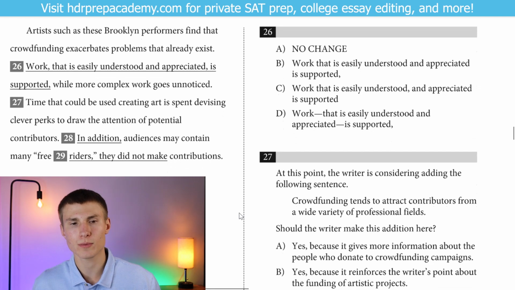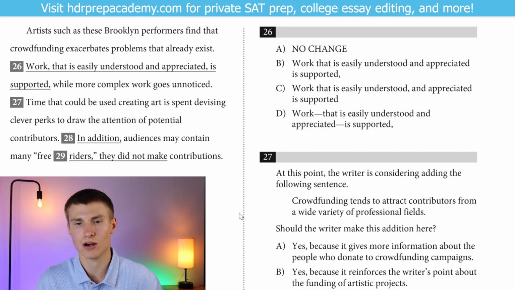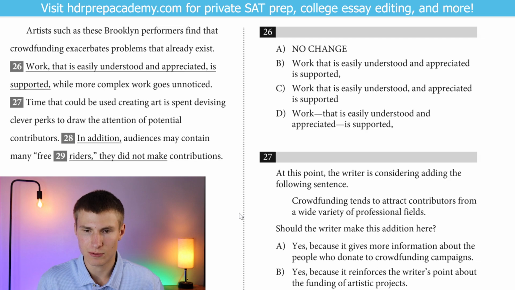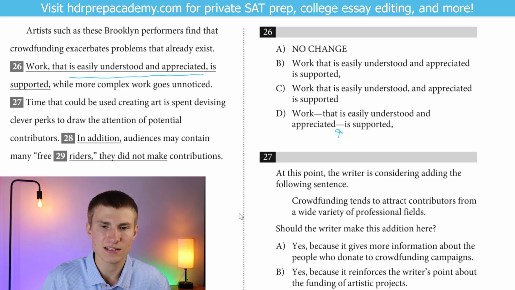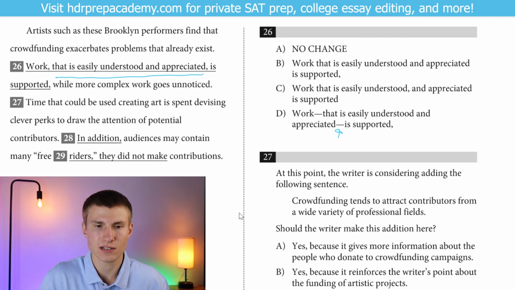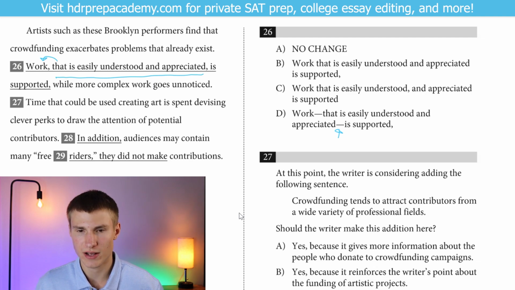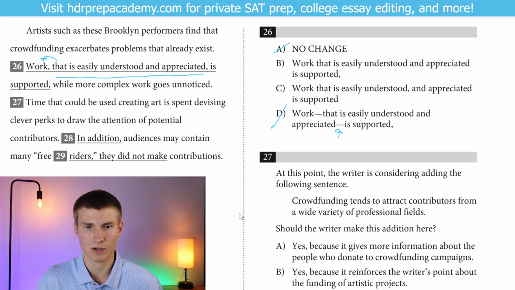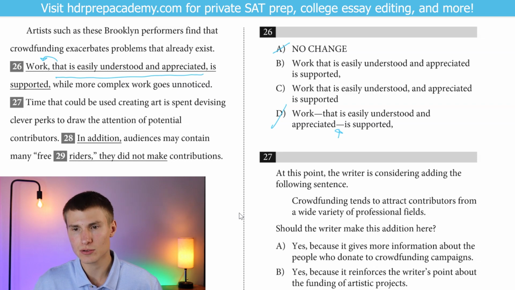Artists such as these Brooklyn performers find that crowdfunding exacerbates problems that already exist. In this case, we see that we have just varying punctuation in answer choices A through D, so we want to make sure we have the correct punctuation here. So we have work that is easily understood and appreciated. So that is easily understood and appreciated is a restrictive clause referring to work. We don't want to split up the restrictive clause from what it's referring to with any sort of punctuation. So we can get rid of answer choice D, we can get rid of answer choice A as well. So we have work that is easily understood and appreciated is supported. Keep in mind, we don't need a comma after appreciated there.